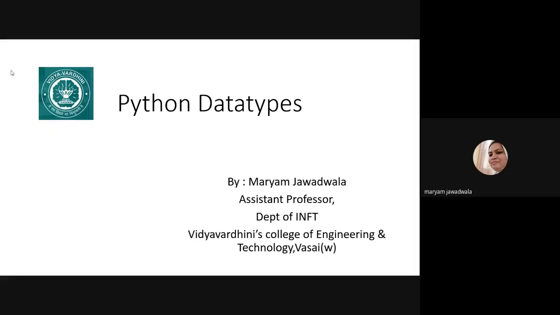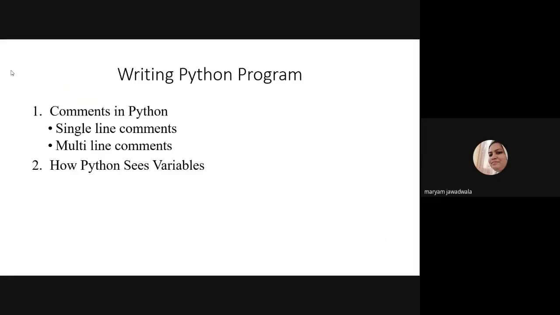Let's move ahead. Before actually going to Python data types, I would like to highlight some points regarding writing Python programs, that is comments in Python. We have two types of comments in Python, single line comments and multi-line comments. And the second point I need to discuss is how Python sees a variable, what is the mechanism of a variable in Python. We'll discuss it here.